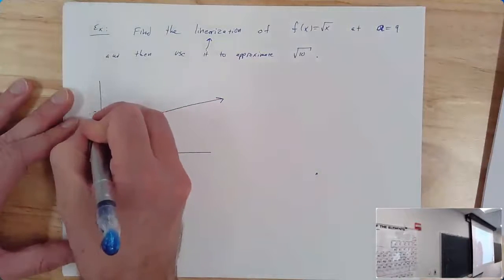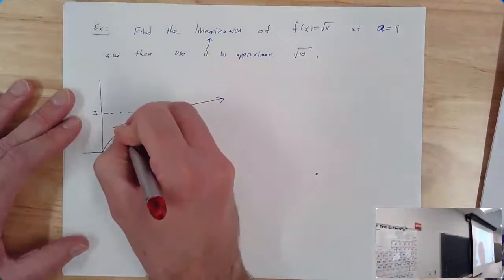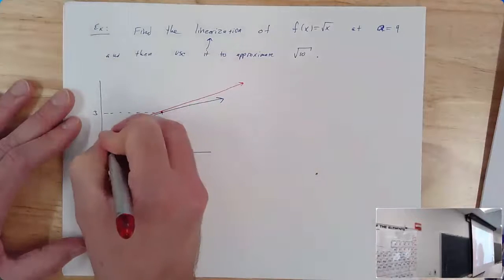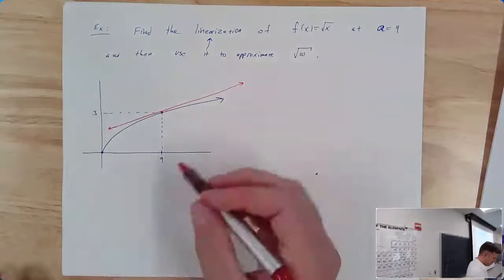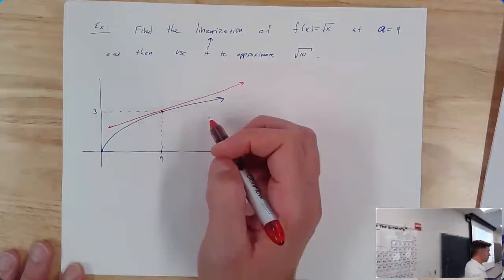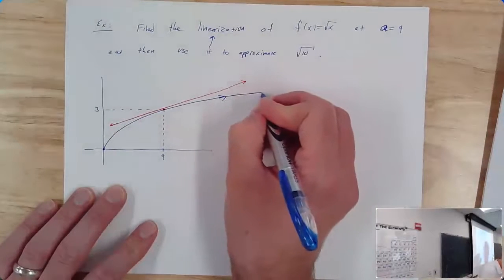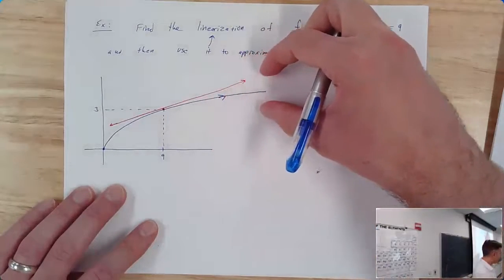Square root of 9 is 3. And so I'm trying to figure out what the equation of this line is. Now I want to point out, the closer you are to 9, the better this line is as an approximation of the function. But as you move further and further away from 9, like we move way out here, the function moves further and further away from the line.